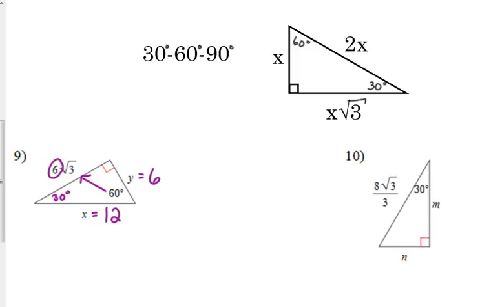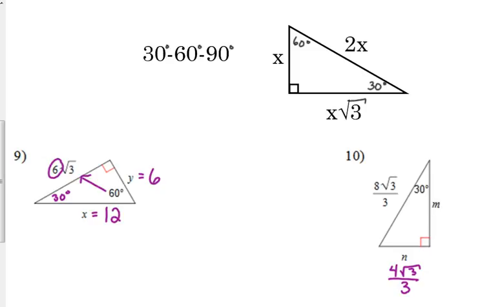Okay, number 10 has the hypotenuse labeled with 8 square roots of 3 over 3. So in my mind, if I've got the hypotenuse, I think it's easiest to go ahead and find the side across from 30 degrees. All you have to do is divide it by 2. So n is going to be 4 square roots of 3 over 3. All I'm doing is dividing the 8 by 2, because the hypotenuse is 2 times the x. So if I want the side across from 30, I'm going to divide by 2.